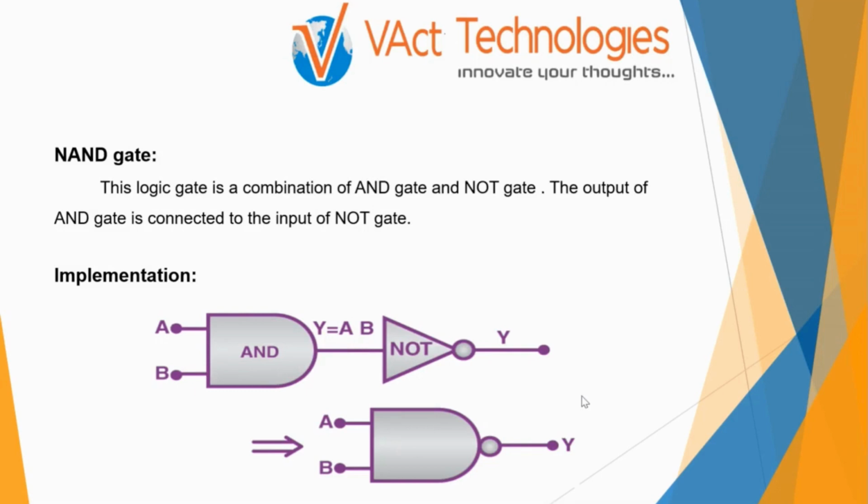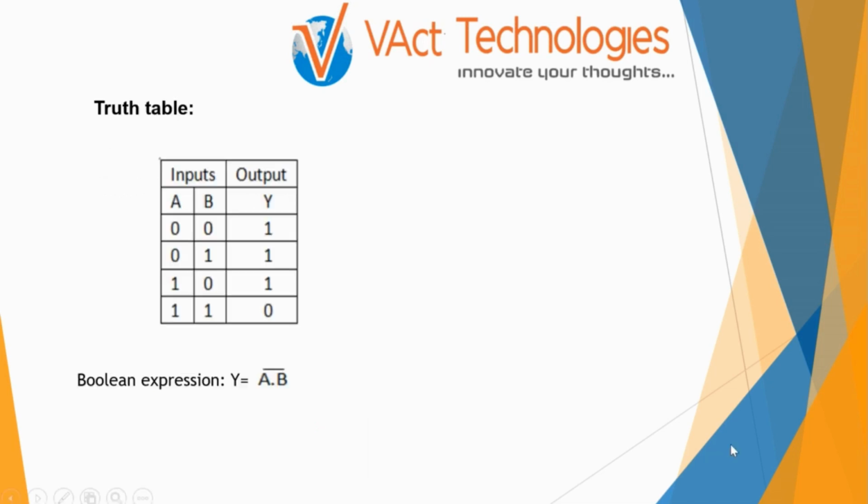Hi all, in this video we are going to see about NAND gate. NAND gate is the combination of AND gate and the NOT gate. The output of the AND gate is connected to the input of the NOT gate. The output of the NAND gate is a reverse of AND gate. You can see this in the truth table.